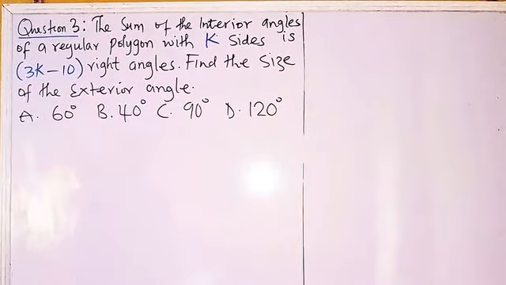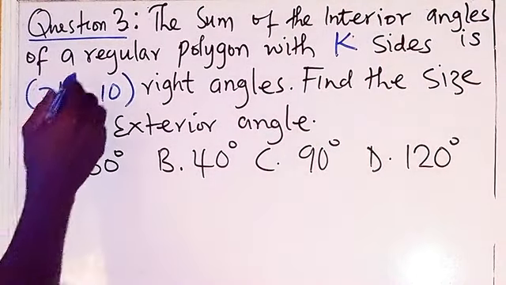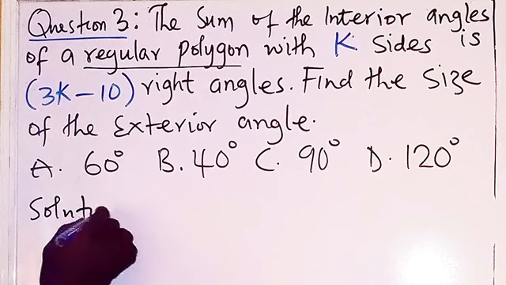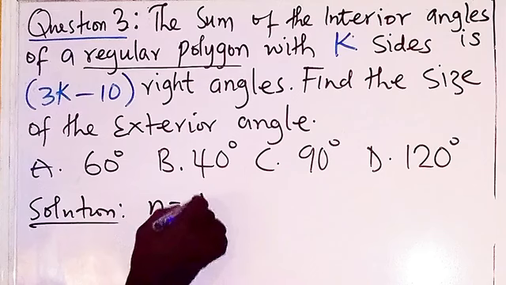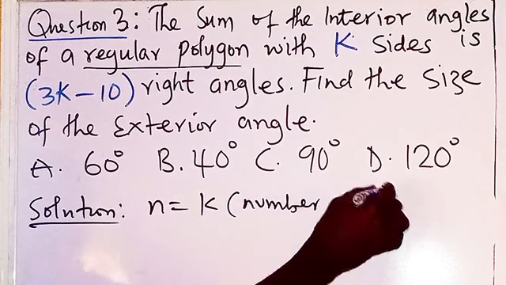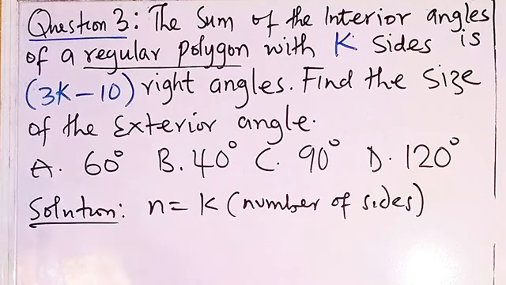We have this third question. I'd like you to pause this video, solve it yourself, then come back to check and compare your results. So now the question states that the sum of the interior angles of a regular polygon. Take note of this regular polygon with k sides. N is replaced by k, that is the number of sides. We normally use n, but here they want us to use k. So the number of sides is k.